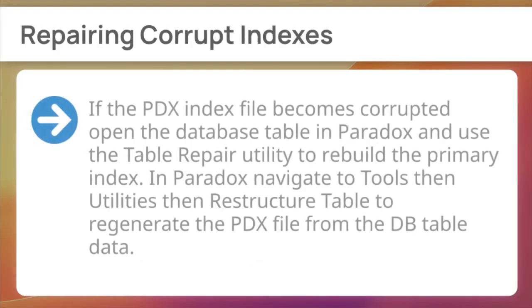Next, repairing corrupt indexes. If the PDX index file becomes corrupted, open the database table in Paradox, and use the table repair utility to rebuild the primary index. In Paradox, navigate to Tools, then Utilities, then Restructure Table to regenerate the PDX file from the DB table data.